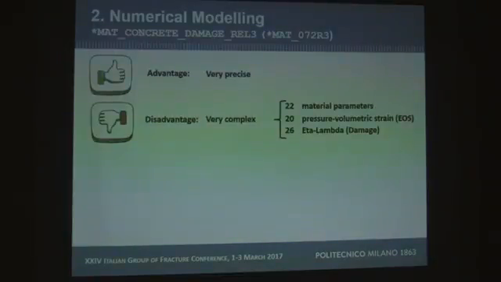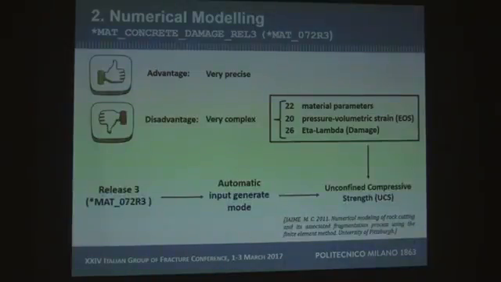So it's possible to say that as an advantage of this model, it's very precise, but as a disadvantage, it's very complex, or at least very difficult to implement, because it consists of 22 input parameters, 20 pressure volumetric equation parameters related to the equation of state, and 26 tabular data for defining the damage model.